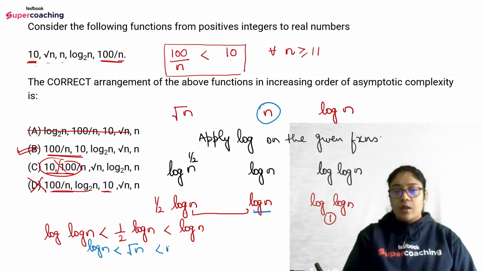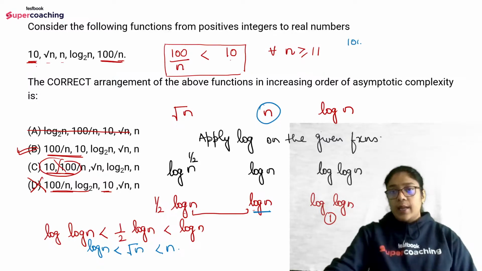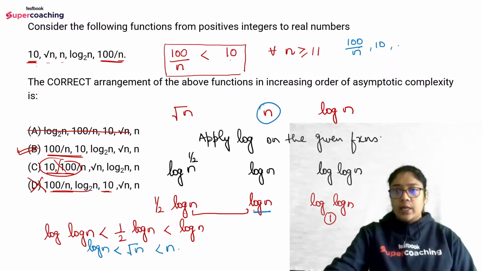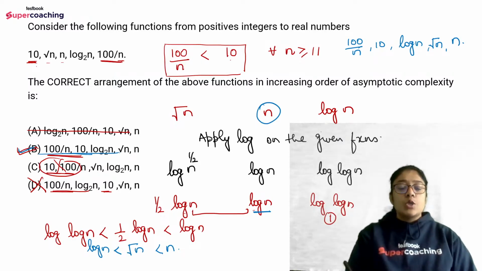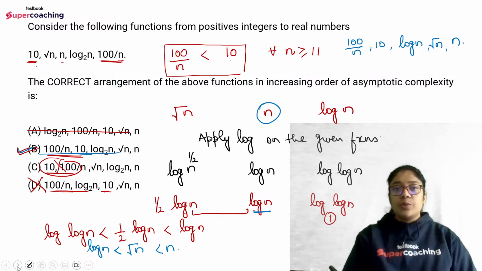So at the first two places we are getting 100 by n, then 10, and then we are getting log n, and then root n, and then n. That is nothing but option B. So correct answer for this question is option B. So this is the important type of the question that can be asked on comparison of functions. I hope that by the end of this video you'll be comfortable with the comparison of functions.